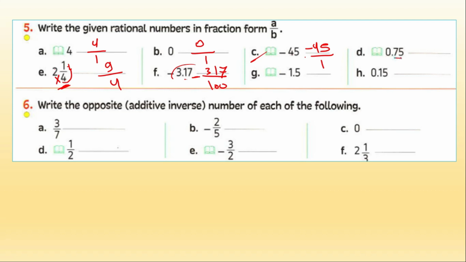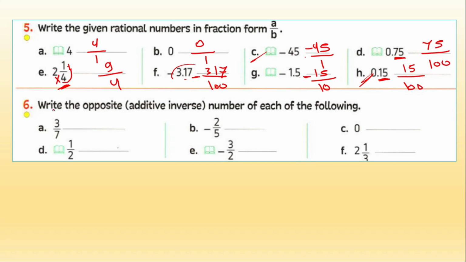0.75 means 75 hundredths, so 75 over 100, because there are 2 decimal places, meaning 100. Okay, so negative 1.5 means negative 15 over 10. Then 0.15 means 15 hundredths, we write 15 over, and you have 2 decimal places, so it's 100.